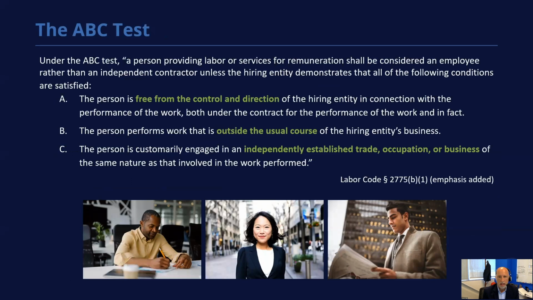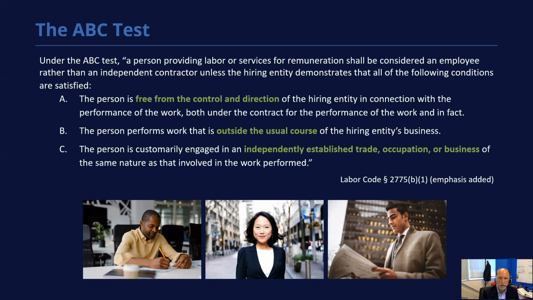Under the ABC test, an individual providing labor or services for compensation is presumed to be an employee and not an independent contractor, unless the hiring entity proves all three conditions of the ABC test are satisfied. So we start from the default position that everyone is an employee unless proven otherwise, and that proof needs to come from, and the burden is on, the hiring entity.